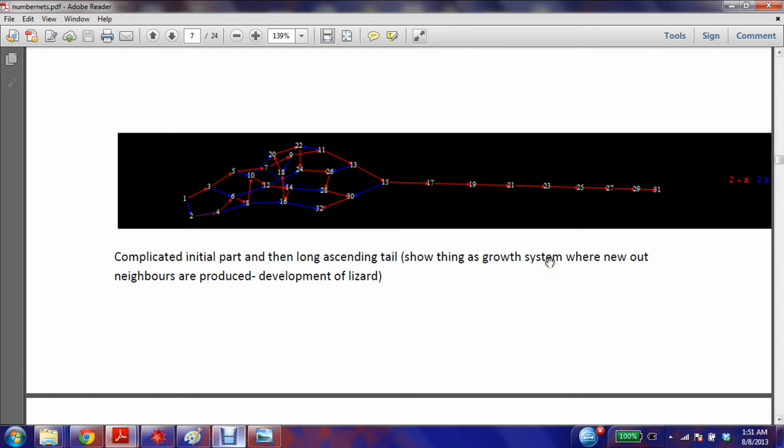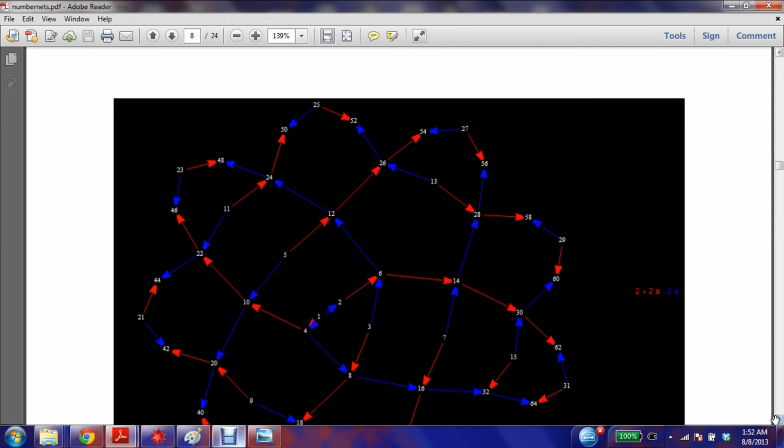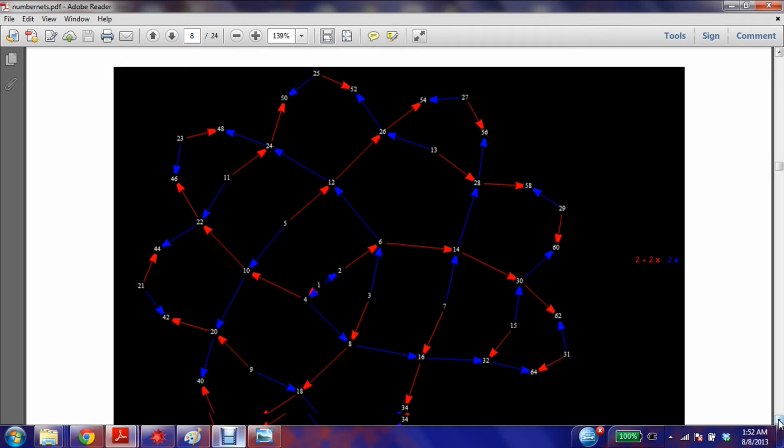But we certainly see a lot of other things like this happen when we start to look at networks that grow. We often see that we'll end up with some kind of complicated ball thing that will end up growing out some kind of long shoot. And so here's another network. In this case, the red arrows are representing the operation 2 plus 2x, and the blue arrows representing multiplication by 2. And here we're seeing some sort of flower shape here.